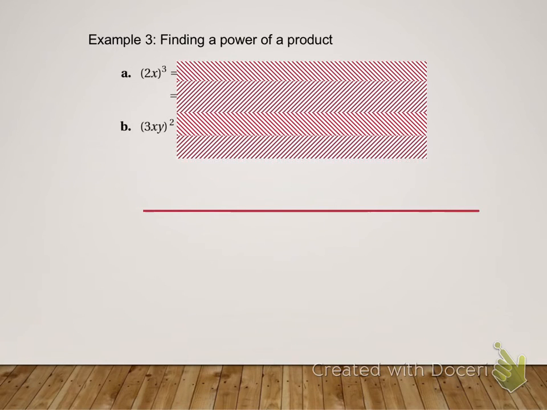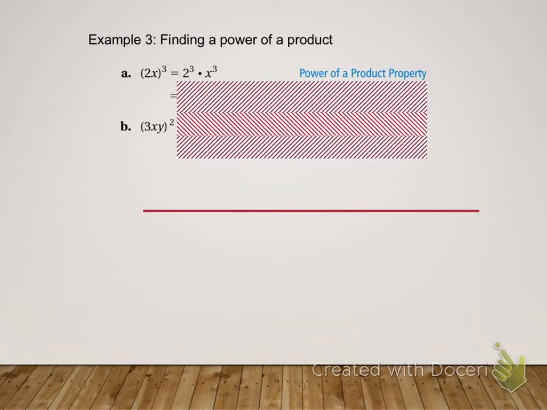Now, if we're looking at our third example here, we're finding the power of a product. Remember, a product is when you've got more than one number being multiplied together, whether it's 2 numbers or a number and a letter or a number and 2 letters in the case of the b. But we have 2x raised to the 3rd power.